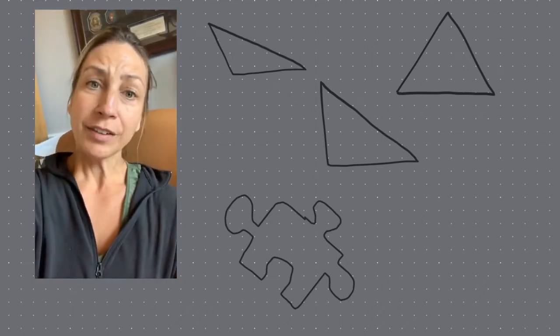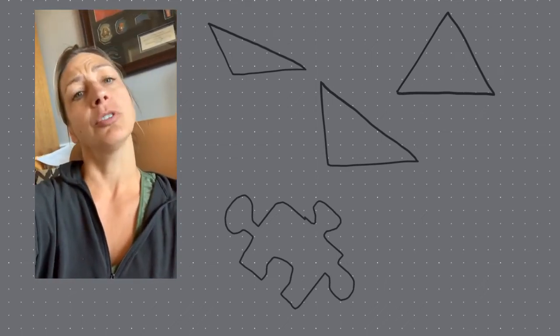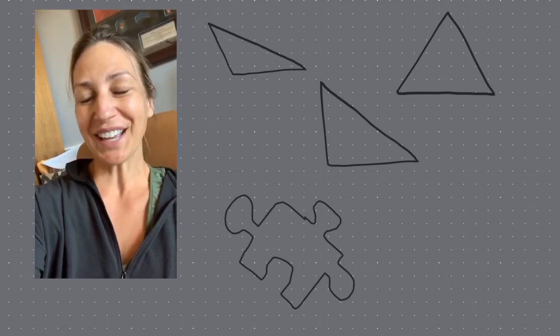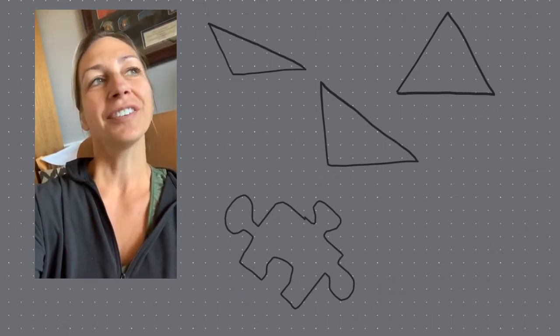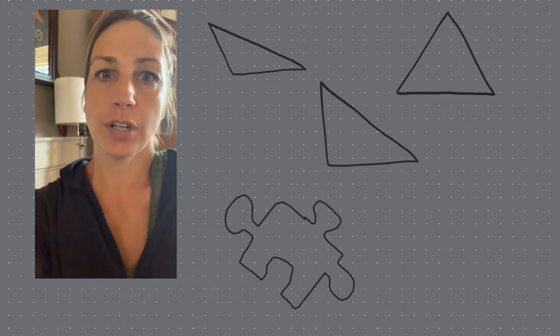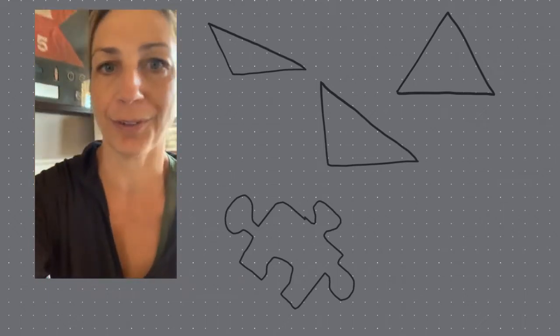All right, friends, so this is our last geometry lesson of the year. So sad. It's so sad. But we're going to go into the law of sines and the law of cosines. These two things are great little helpers to puzzles.